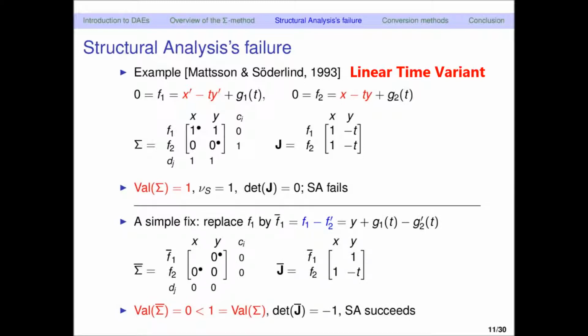But how to fix it is also simple. We differentiate the second equation and add its opposite to the first one. Then, from this new equation, I replace the first one. So I don't have this one anymore; I have this one and this one. So no derivatives. Apply the analysis, and it gives the Jacobian. Determinant is -1, not 0. So the method succeeds. So the fix is simple.